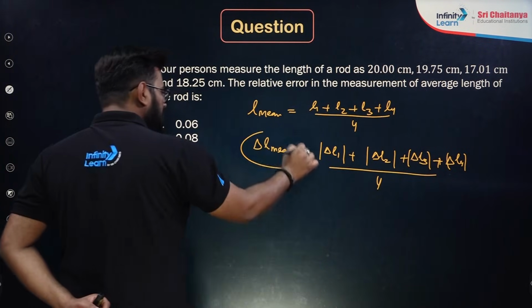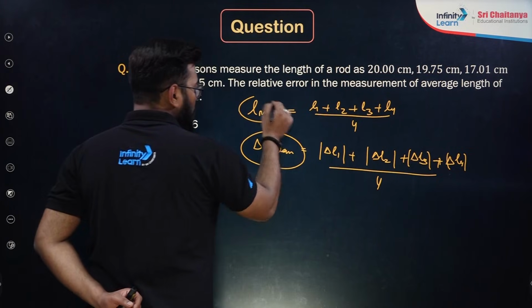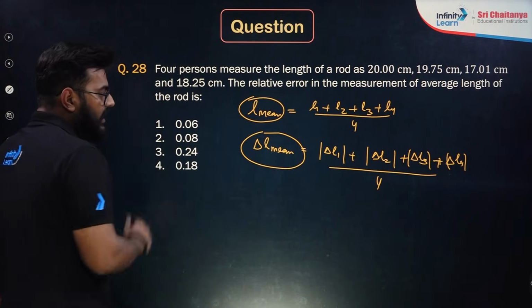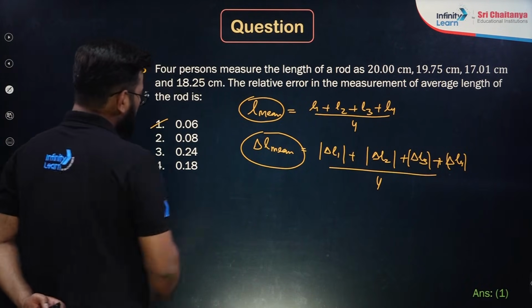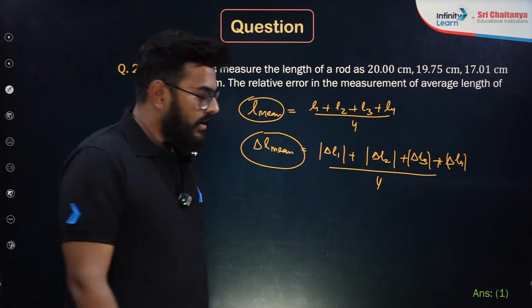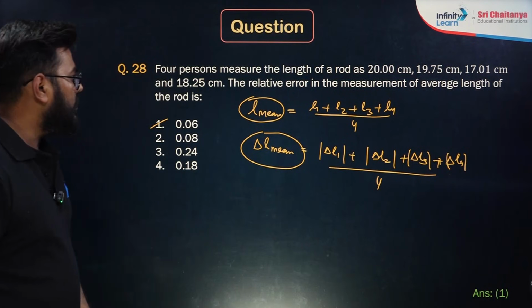Now once you have calculated the mean absolute error and the mean value, then the ratio of delta L mean to L mean will give you the value of the relative error, which is being asked in the question. Answer is going to be 0.06, okay. So understand the approach, calculation you can do.